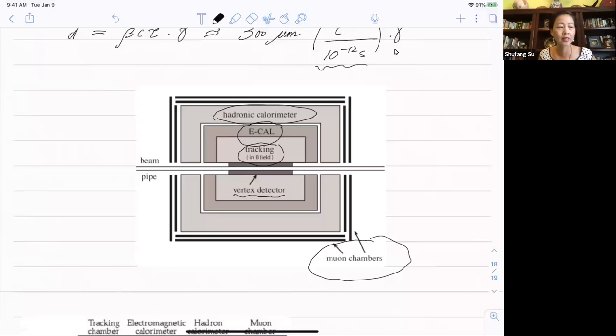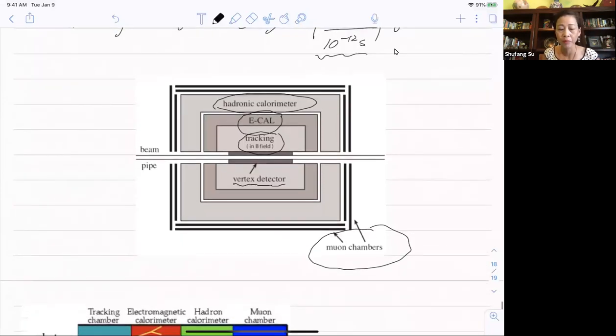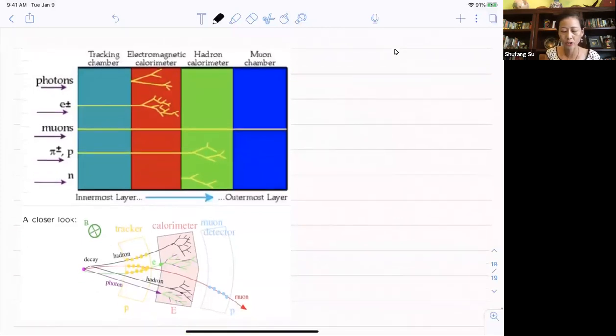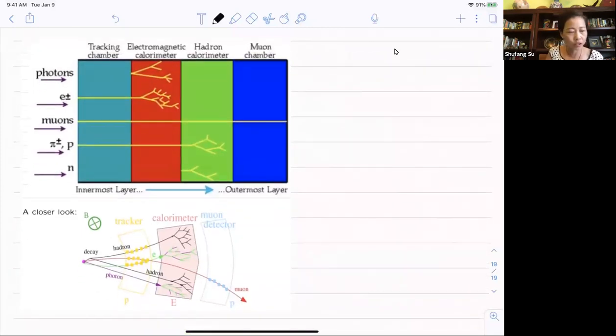Okay, so as I said, this is a serious version of the detectors. Now let's look at a little more detail at how we're going to see each of the particles that you would typically see at the detectors. So the first group of particles that we would have will be the stable particles.